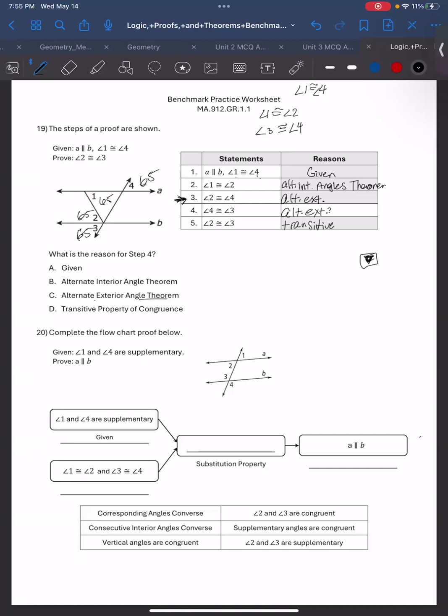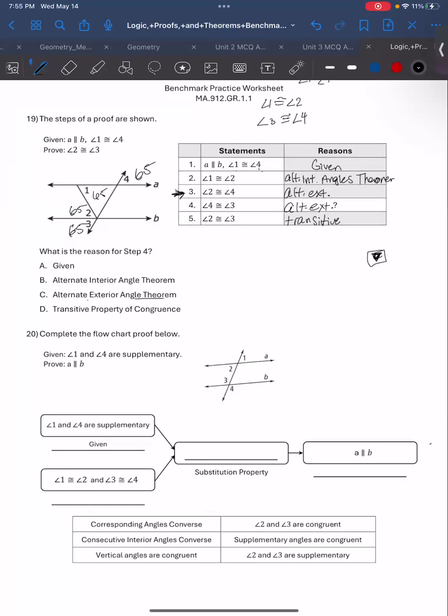So I'm given that 1 and 4 are supplementary, meaning that they do what? They add up to 180, right? And then now I'm going to go ahead and start figuring this out. So I have the given information, right? I'm proving that A and B are parallel. That's my goal. So I'm given angle 1 and 4 are supplementary. Then I can say angle 1 is congruent to angle 2 and angle 3 is congruent to angle 4.